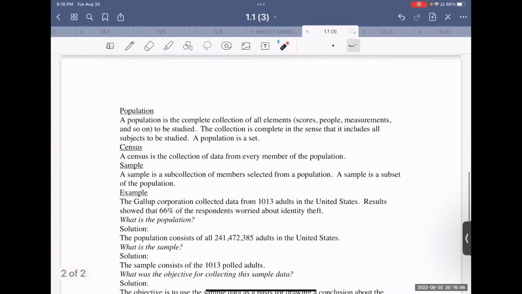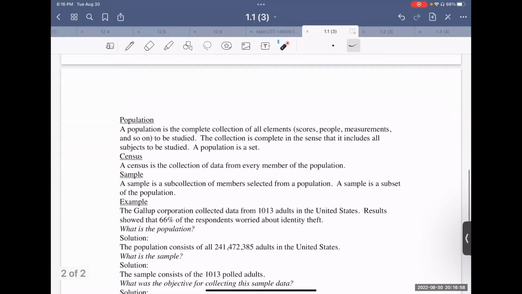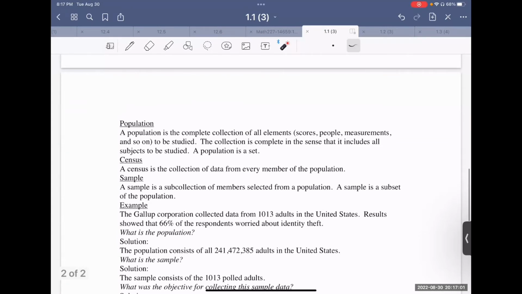It really consists of those 1,013 adults in the United States. So it's a subset of the population. It's the 1,013 adults in the United States that were sampled. What is the objective of collecting this sample data? So, what do you want to answer?